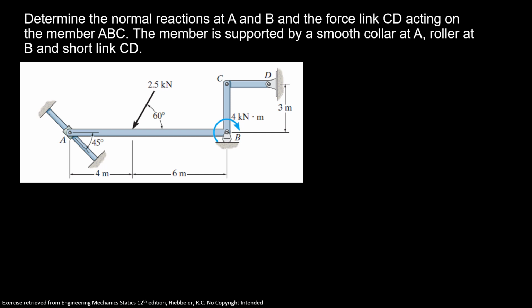Now let's go for our exercise. Determine the normal reactions at A and B and the force in link CD acting on the member ABC. The member is supported by a smooth collar at A, a roller at B, and a short link CD.